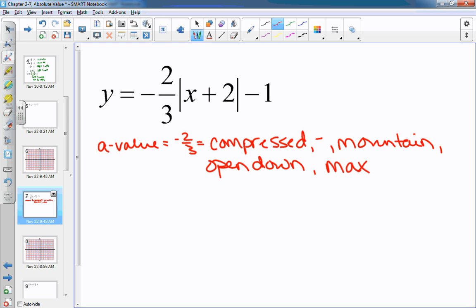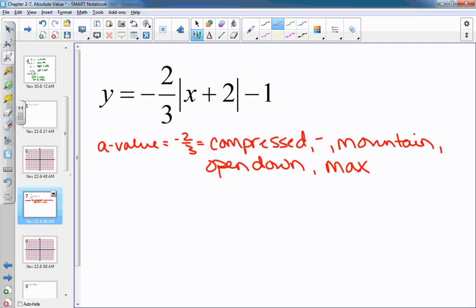The negative means that it's going to change the direction and now becomes a mountain. The 2/3 means that it's compressed, meaning it looks like a cereal bowl. It's going to be really fat, right? And the fact that it's a mountain says that I'm going to have a maximum value. Do we all understand that there?